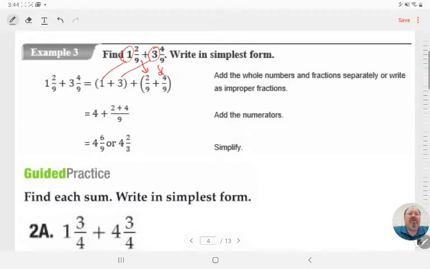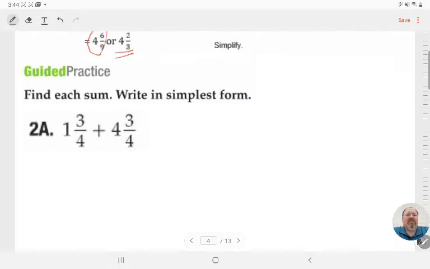Well, 1 plus 3 is 4, and they have the same denominator, so we keep the denominator of 9, and we add 2 plus 4, and 2 plus 4 is 6. So that gives me 4 and 6/9. 6 ninths can be simplified by 3. 3 goes into 6 2, and 3 goes into 9 3. So we end up with 4 2/3. Okay? All right, let's see how we can do this here.